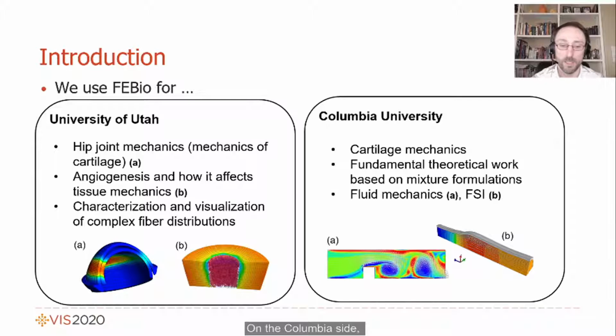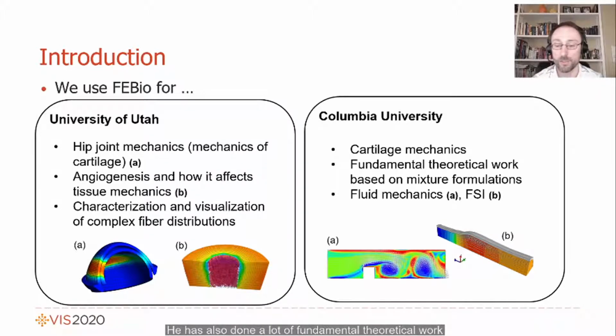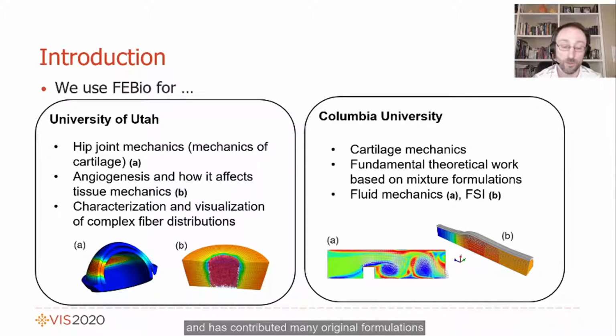On the Columbia side, Dr. Ateshian works mostly on cartilage mechanics. He has also done a lot of fundamental theoretical work and has contributed to many original formulations in areas like damage mechanics, growth and remodeling, but also fluid mechanics and FSI, and all these formulations are implemented in FEBio.